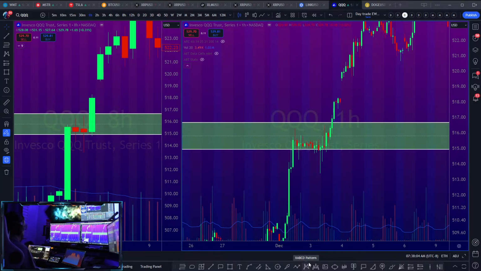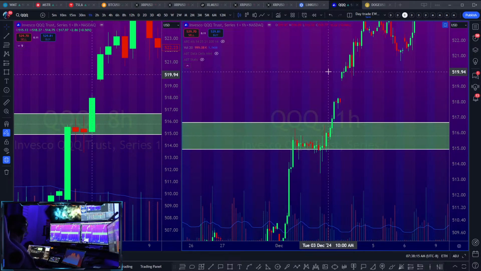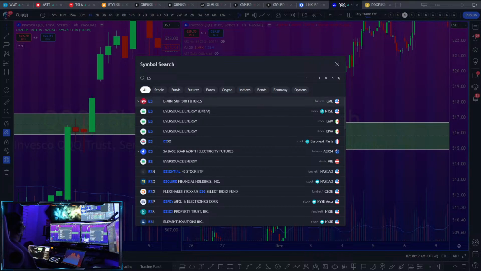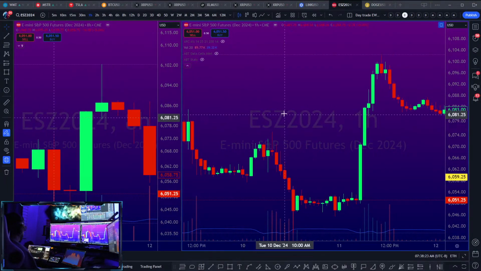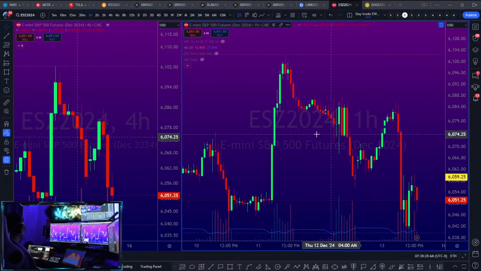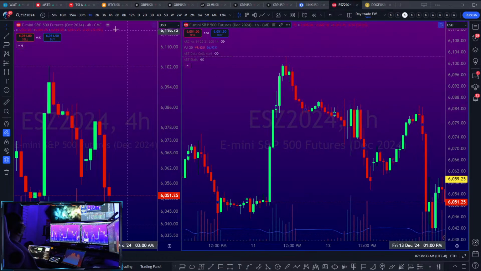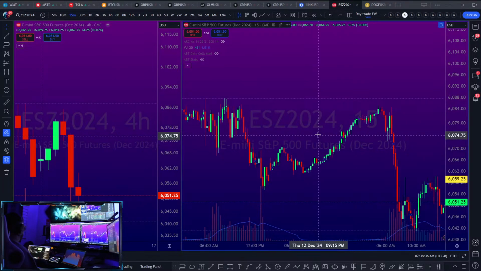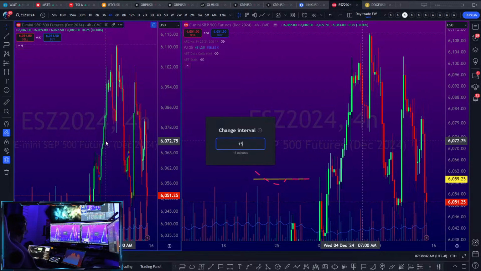So I hope that this is shining some light into how things are done. Specifically, let's go to the ES and take a look at a couple of things here. Let's do the 4-hour time frame on this side, and on this side let's keep a 15-minute time frame.